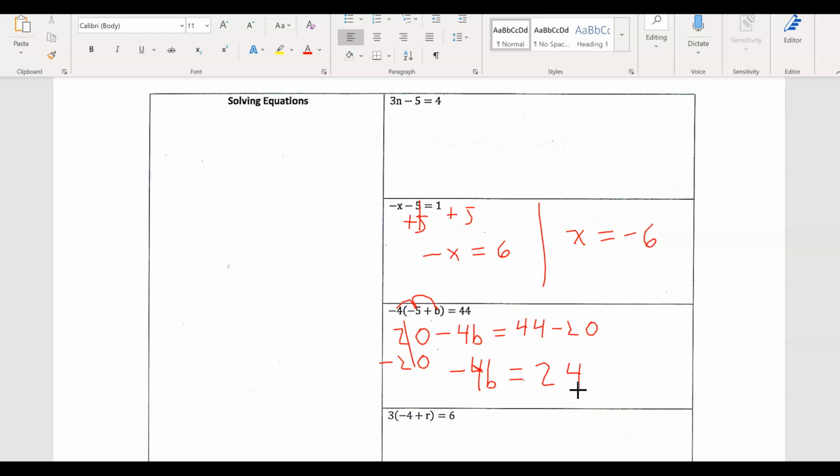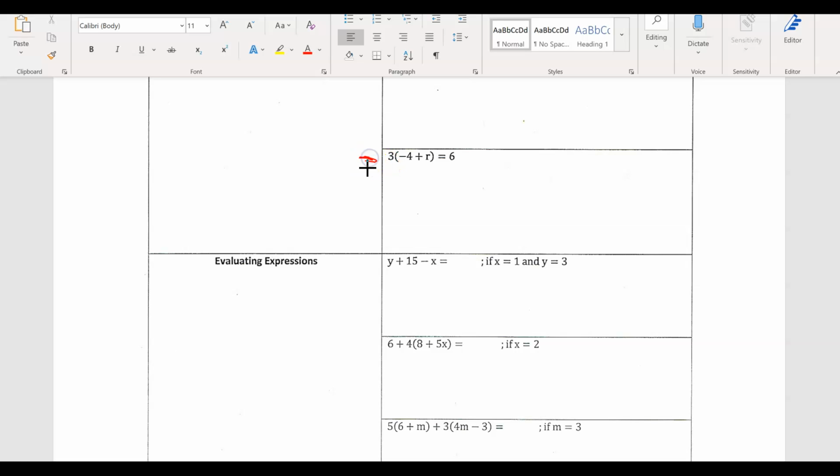Okay? And now I'm going to divide both sides here by negative 4. So b equals negative 6. Okay, try this one on your own, and put your answer in the next Ed puzzle question that you see.